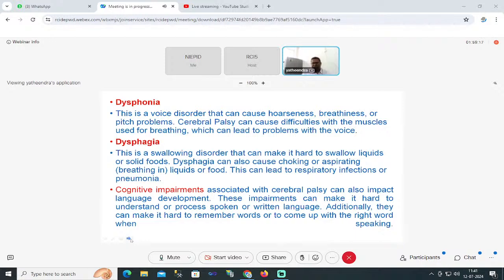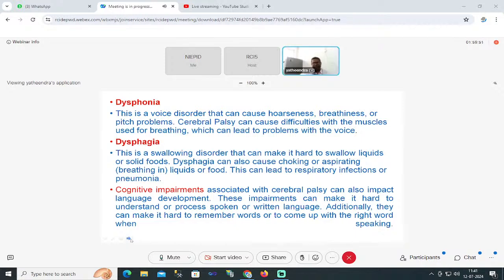Some cognitive impairments associated with cerebral palsy can also impact language development. Before this, we were talking about the speech and voice problems. Now, if there is a cognitive impairment, there can be an impact on language development. These impairments can make it hard to understand or process spoken or written language.